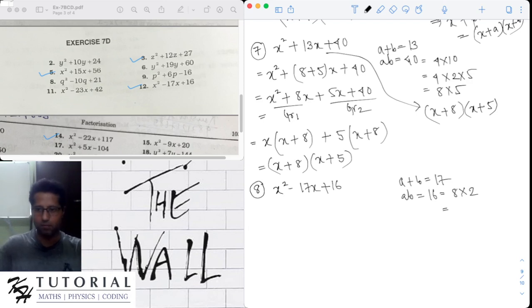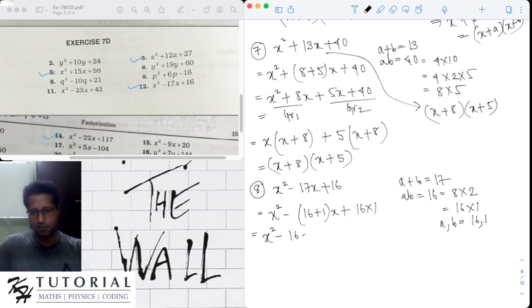Okay, so this was a little bit tricky. So 8, 16. Now 16 can be written as 16 into 1, and I can see that 16 plus 1 is 17. So this will be equal to x square. So the numbers a and b are equal to 16 and 1. So I can write it as 16 plus 1 x plus 16 into 1, doesn't matter. So x square minus now 16x minus x plus 16.